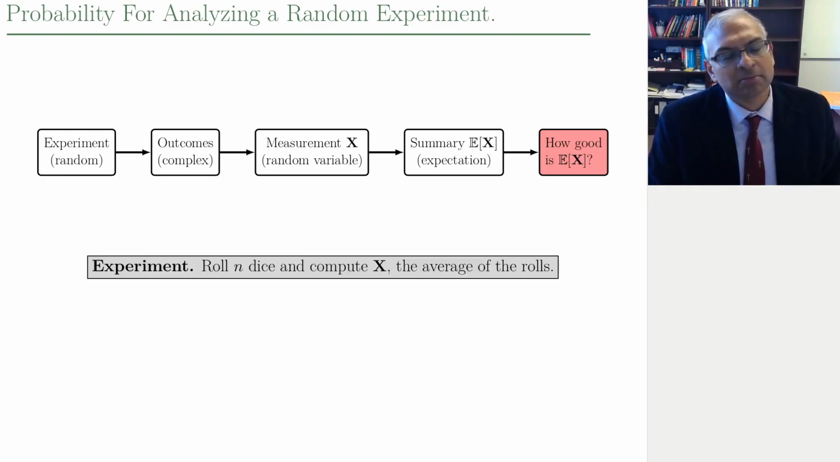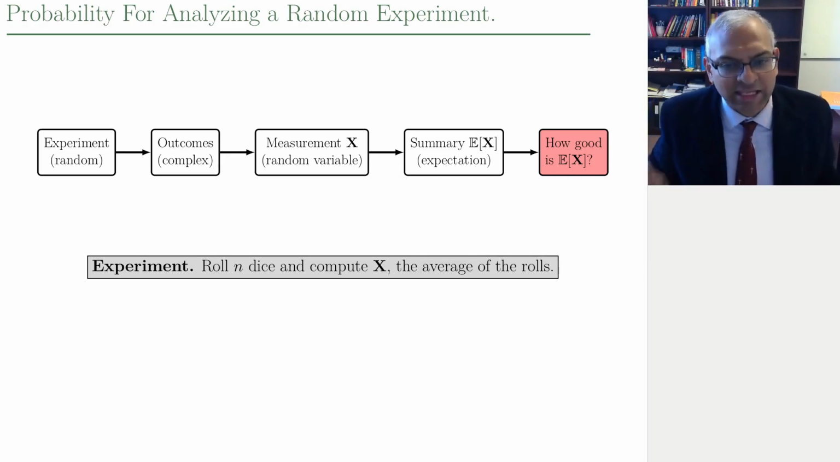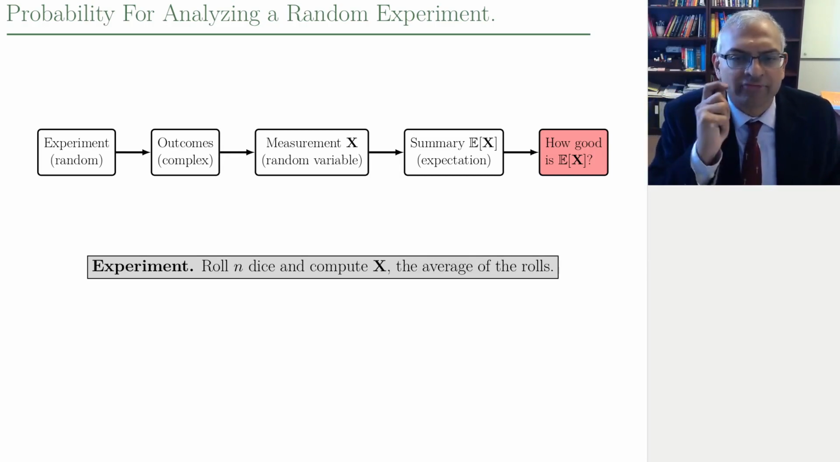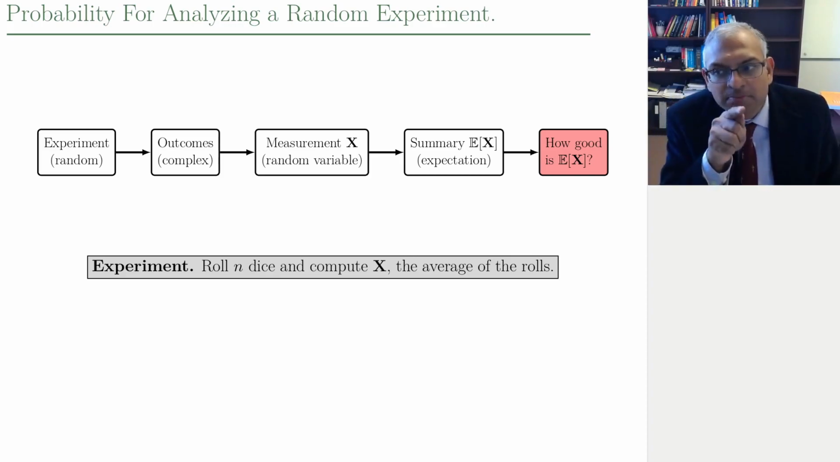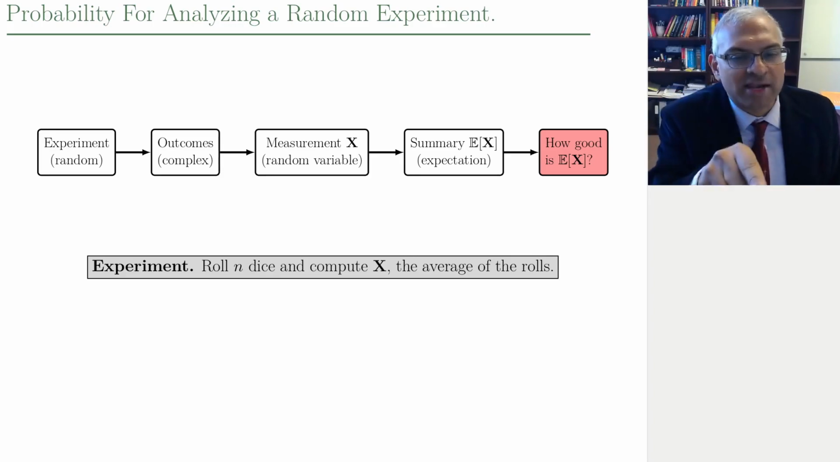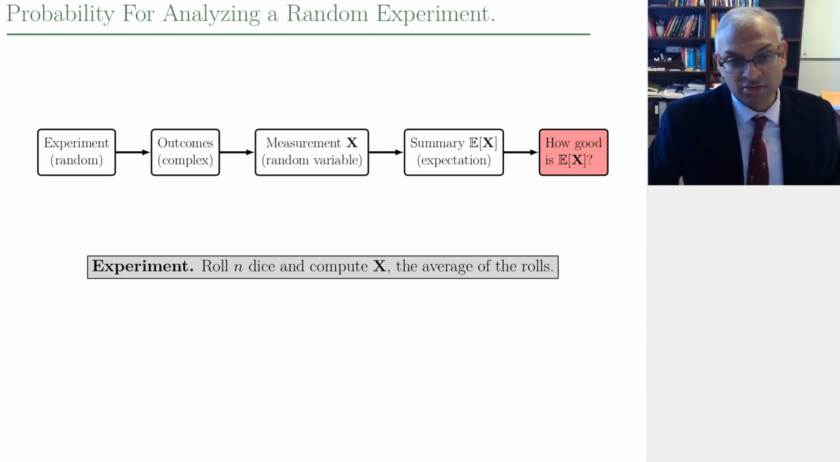Here's an experiment that you can do. So roll n dice. And now the measurement we're going to make is the average of the roll. So take the sum and divide by n. That's going to be our random variable of interest, the measurement, the quantity that we are interested in. Now let's compute the expected value of this random variable. What is this random variable? It's the average of the n rolls.